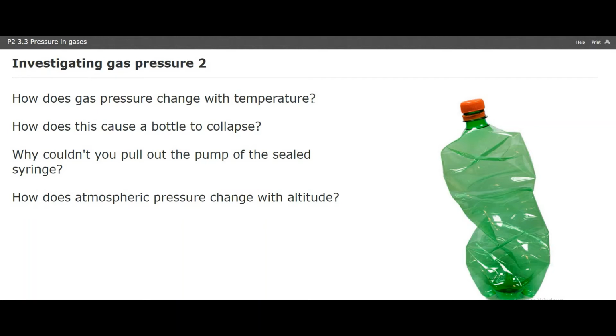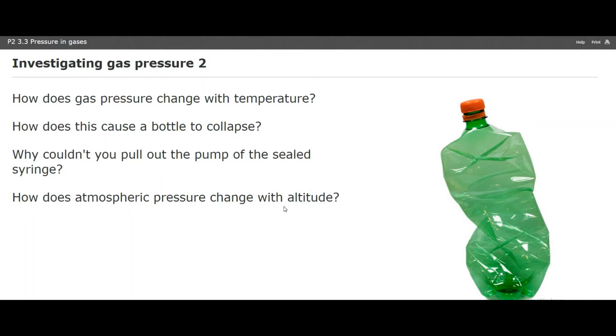And when I let go, you saw that syringe plunger move back because it was being pushed back in by the atmospheric pressure. How does atmospheric pressure change with altitude? Okay, in this final one then, the atmospheric pressure altitude, meaning the height of the atmosphere above. So as we go higher up, there is less gas above us. The air on the ground is very dense because of all the weight of the gas above, all the weight of the atmosphere above.